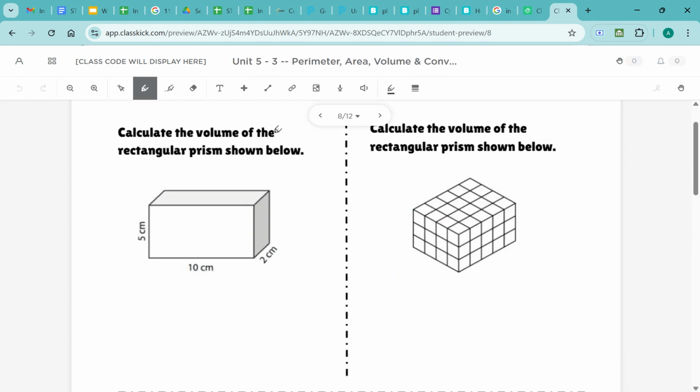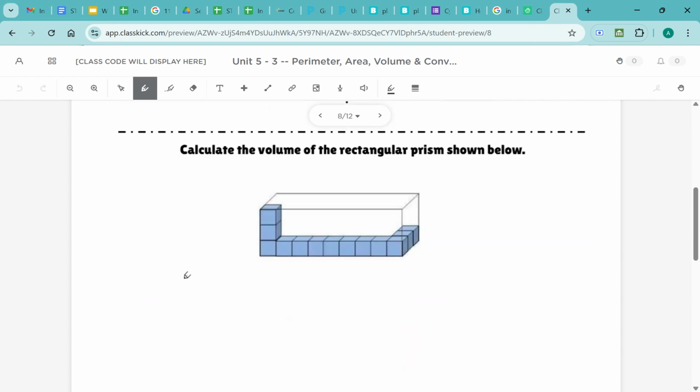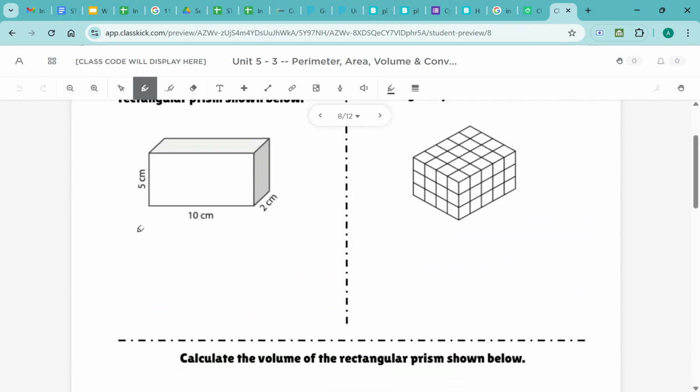We're going to calculate the volume of the rectangular prism shown below. So we're not working with the cube anymore, we're working with the prism. So I'm going to do the volume equals, if I look at a rectangular prism, I'm going to use length times width times height. So I'm going to plug in my numbers. It's 10 centimeters long, 2 centimeters wide, times 5 centimeters tall.